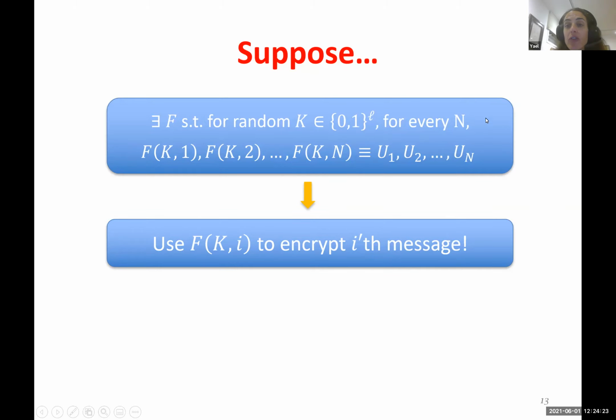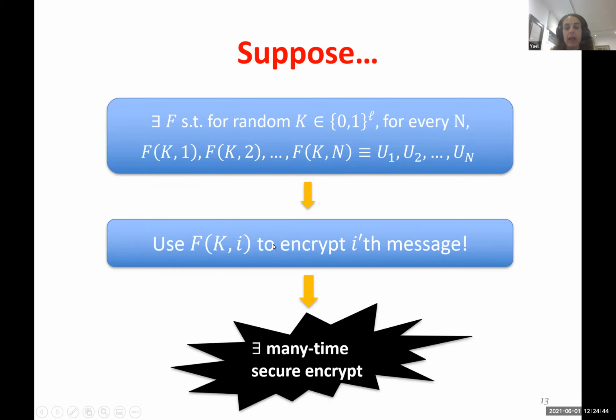Because for any n, for any number of bits you want to encrypt, much bigger than L, all these U's are good one-time pads because they're all random together. They're just uniformly distributed in {0,1}^n. So now you can use this to encrypt the ith message, and that's how you get many-times secure encryption.